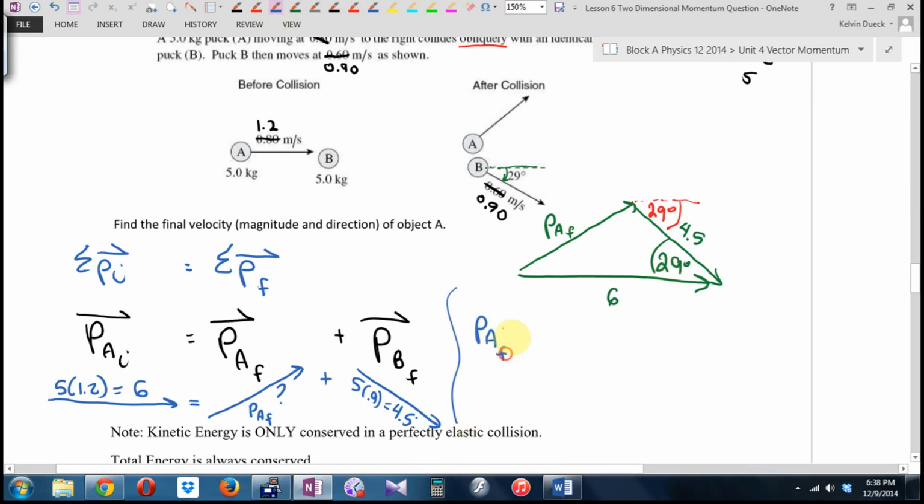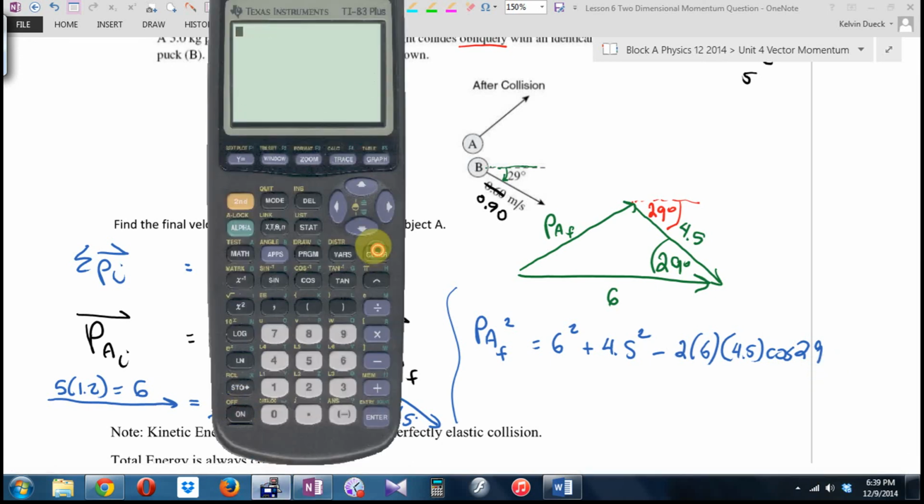Momentum A final squared equals 6 squared plus 4.5 squared minus 2 times 6 times 4.5 cosine 29. Oh, square root. And I get almost exactly 3. I'll carry some extra sig figs because this is not what I want. This is the momentum. I want the velocity. So I'm going to write 3.0034.